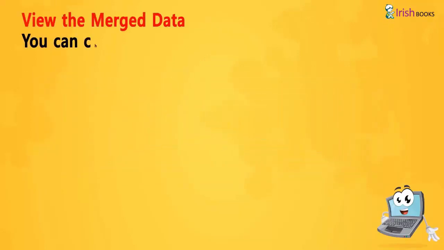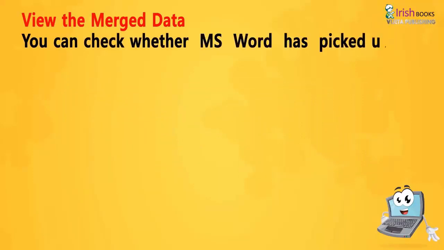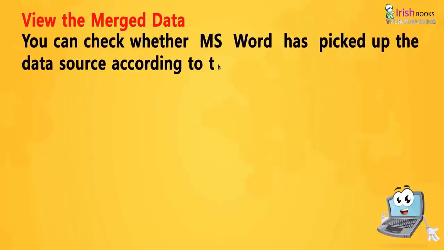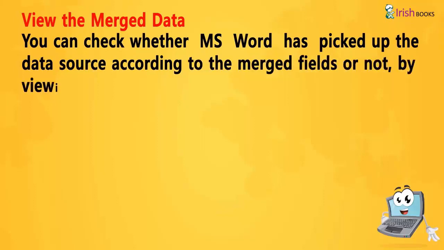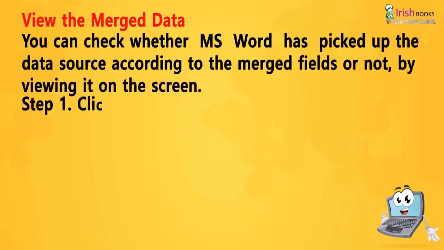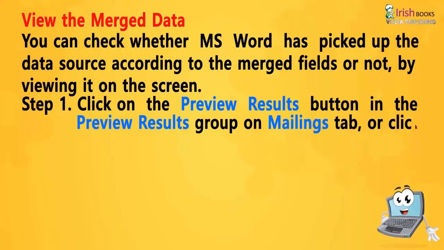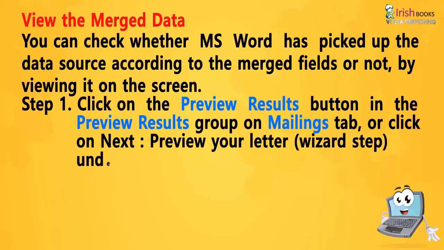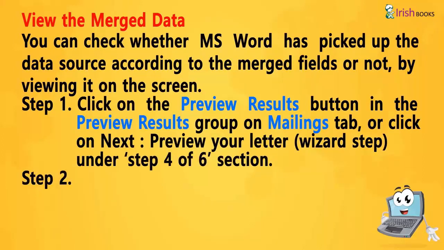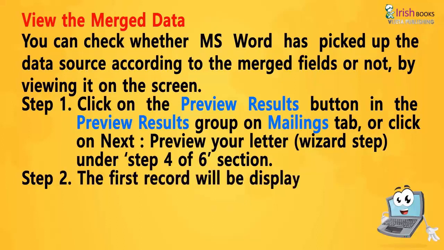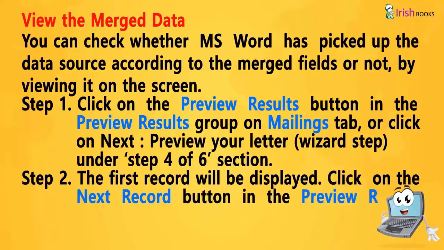View the merged data. You can check whether MS Word has picked up the data source according to the merge fields or not by viewing it on the screen. Step 1. Click on the Preview Results button in the Preview Results group on the Mailings tab, or click on Next: Preview Your Letters, the Wizard step under Step 4 of 6 section. Step 2. The first record will be displayed. Click on the Next Record button in the Preview Results group to view the next record of the data source.